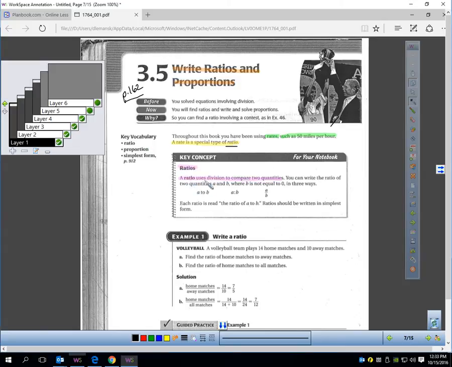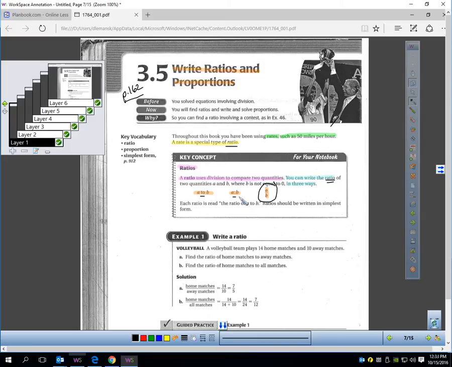A ratio uses division to compare two quantities. So in other words, a ratio is a division of two different amounts, quantities of something. You can write a ratio in three different ways, and they're shown here. You can write it verbally, like something to something using the word to, or you can write it as something to something using a colon, or you can write it in fractional form like a division. All three of these would be a way to write a ratio.